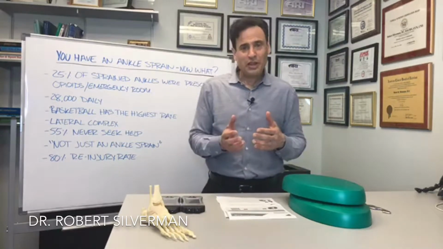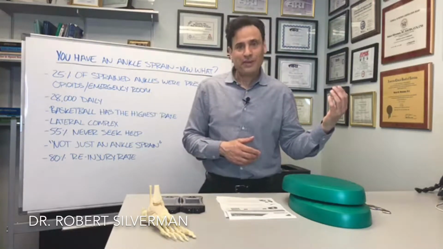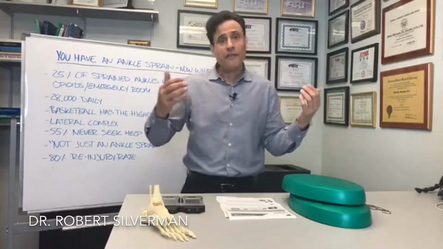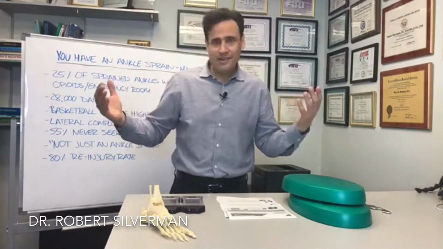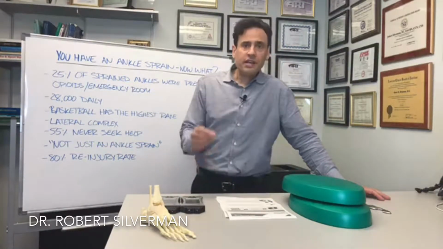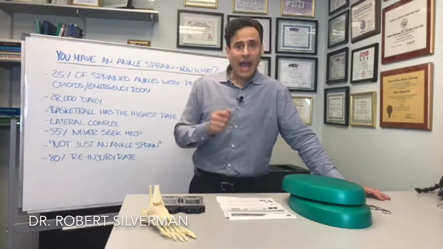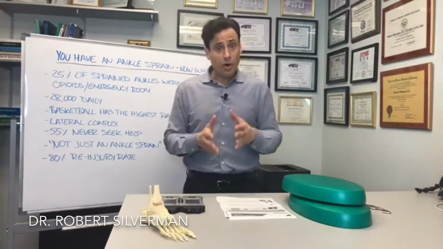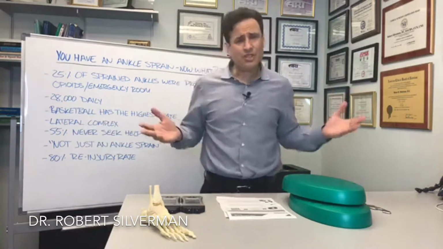So let's look at it like this. 55% of people who have an ankle sprain never seek help, yet 25% of the people who go into the emergency room get a pain opiate, OxyContin and the like. It's not just an ankle sprain. That was the closing conclusion comment at the 2016 Ankle Symposium. People who don't seek help say, it's just an ankle sprain.